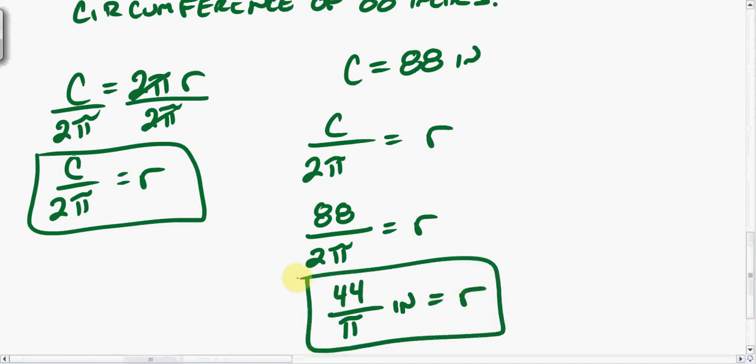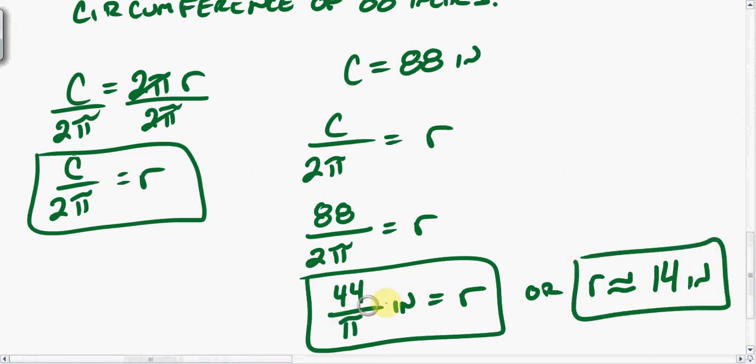So the radius in this problem is 44 over pi. If you did evaluate that using your calculator, you would get a number very close to r is roughly, or about, 14 inches. But this is perfectly acceptable. This answer is a little more accurate.